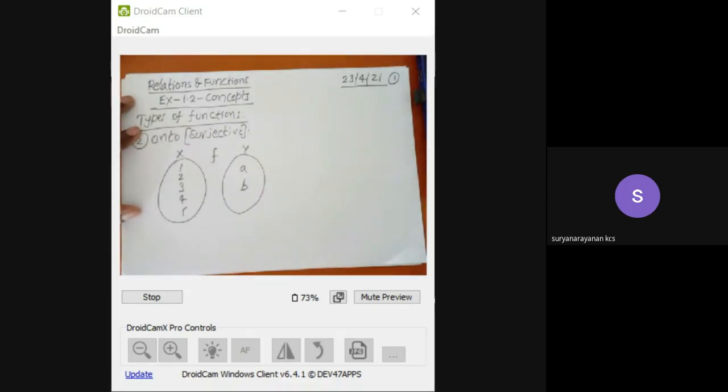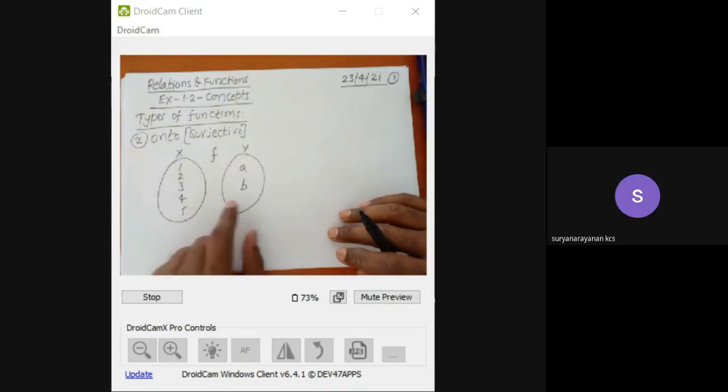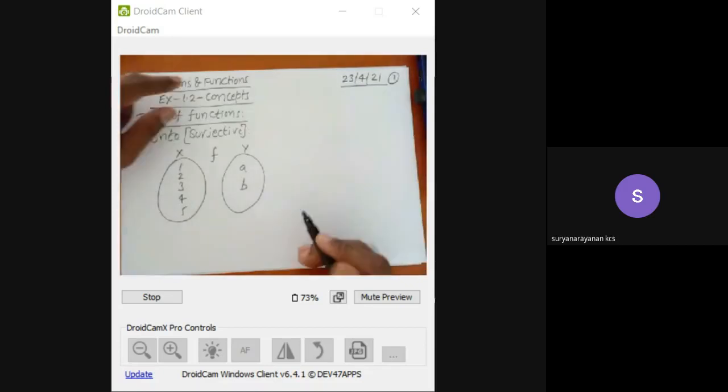Tell me, my dear Pritika, are you watching this screen? Yes, sir. What is the name of the function here in this diagram? F is a function. What is the domain of the function? X, sir. What is the codomain of the function? Y, sir. Yes, very good.